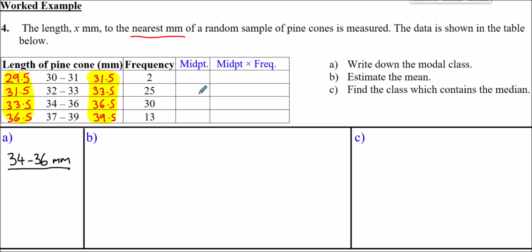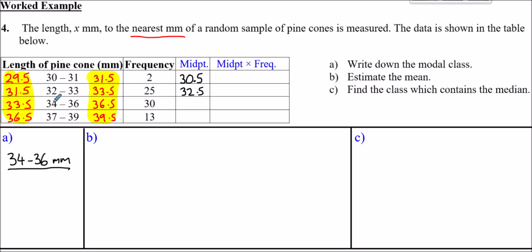So let's look at the midpoint. What we're going to do is add these two together and then halve. So 29.5 plus 31.5 would give us 61. Divide that by 2, we'd get 30.5. These two, add them together, we'd get 65. Half it gives us 32.5.